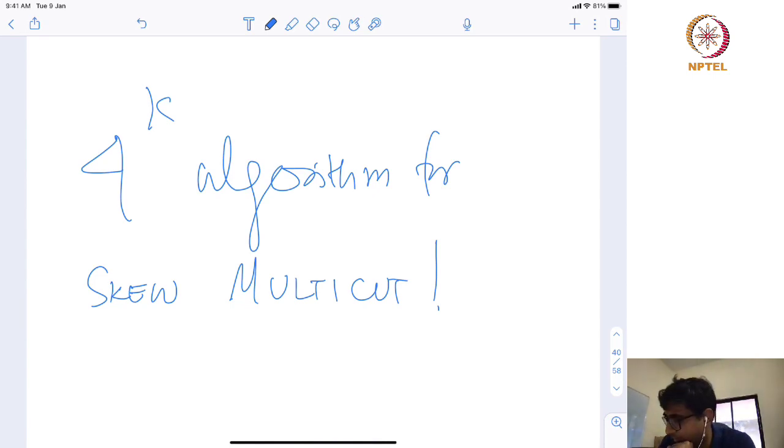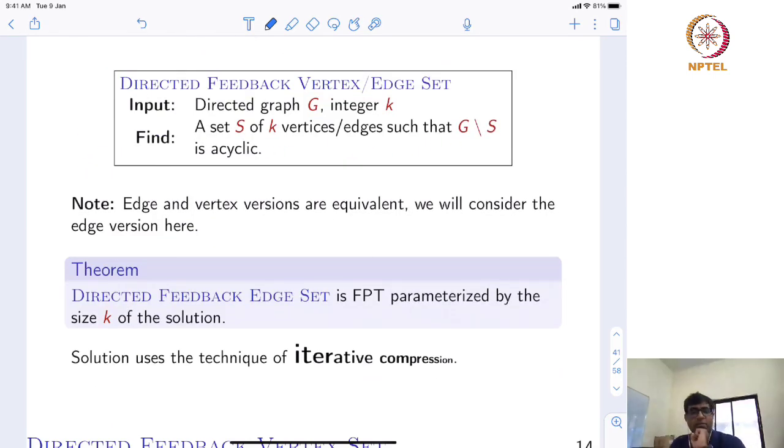Why do we care about this? We care about this because it helped us resolve the parameterized complexity of one of the most important open problems in the area, directed feedback vertex or edge set. So what is directed feedback vertex or edge set? This is a counterpart of undirected feedback vertex set. You have a directed graph G, an integer K, and an objective of deleting K vertices or edges such that G minus S is acyclic.